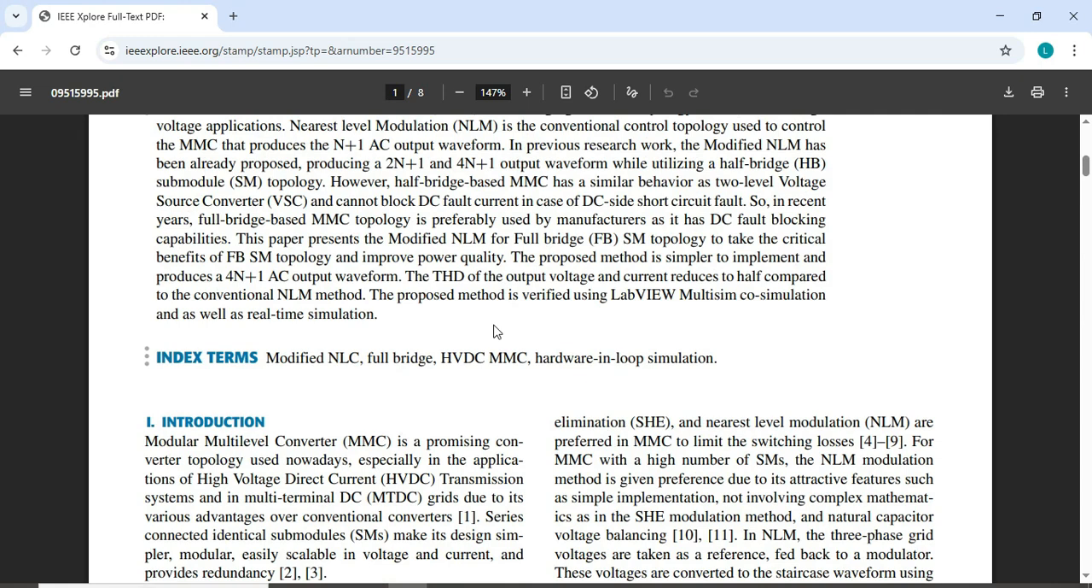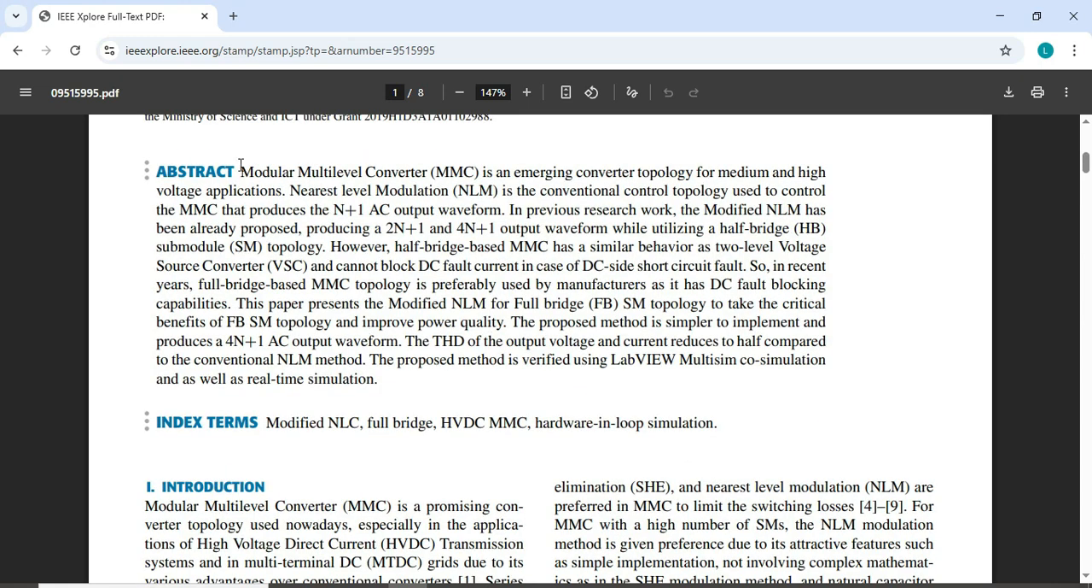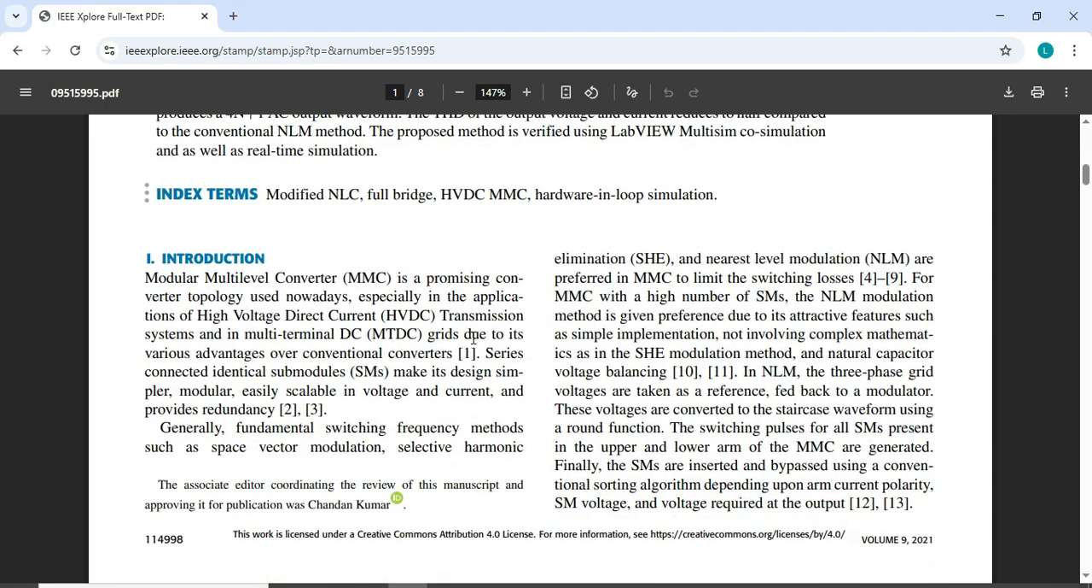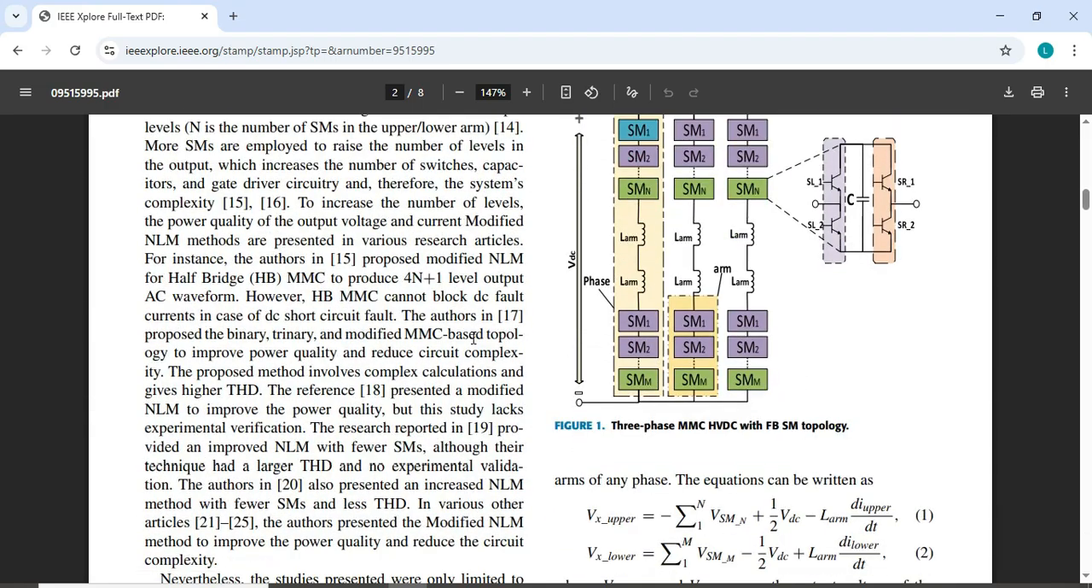So you can do such work. This was never done before in the literature. I was the first person to suggest the modified control for full bridge submodules, with levels up to 4N+1. So this was the novelty from my side. Okay, so that's all about this paper.